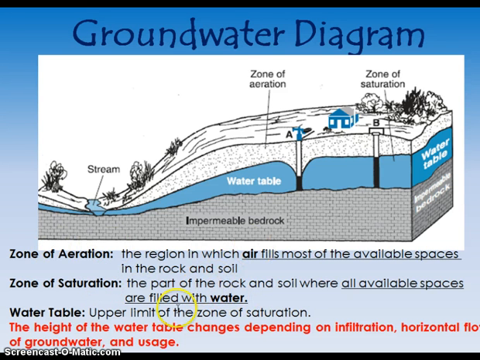Aeration is air. The water table is the upper limit of this zone of saturation, and the water table is the level of the groundwater within our ground. So the height of the water table will depend upon how much infiltration is in the area, the horizontal flow of groundwater, and also the usage. If you look here at well A and B, A is using way more water, that's why their water table is lower. B isn't using as much water, their water table is higher.